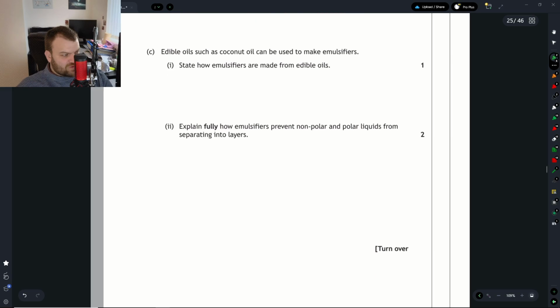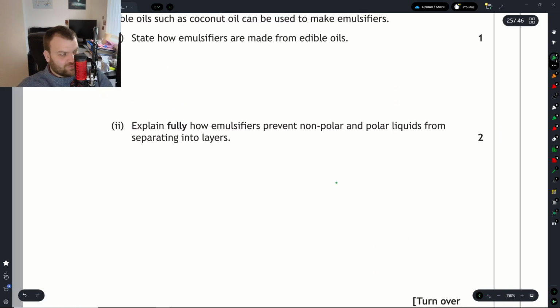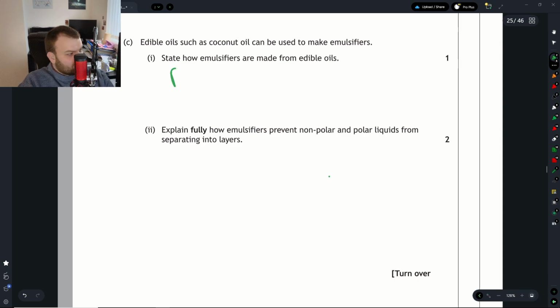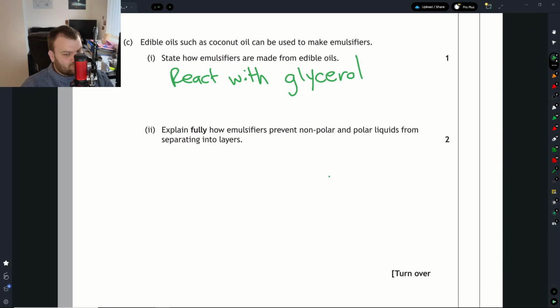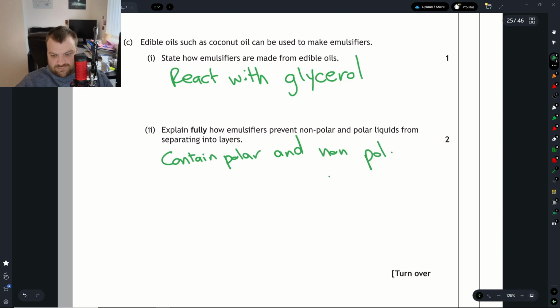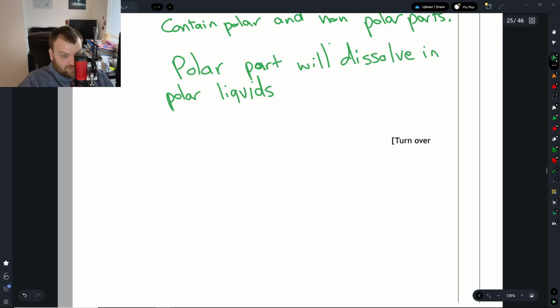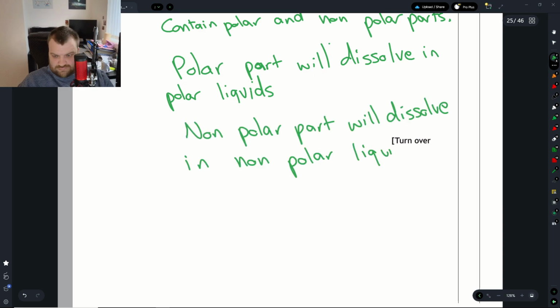Next one, we're asked about how you make emulsifiers. Emulsifiers are made by reacting edible oils with glycerol. How emulsifiers work is they contain both polar and non-polar parts. The polar parts will dissolve in the polar liquids, and then the non-polar parts will dissolve in non-polar liquids. You could refer to them as hydrophobic and hydrophilic. In this case, I'm sticking with the polar and non-polar.